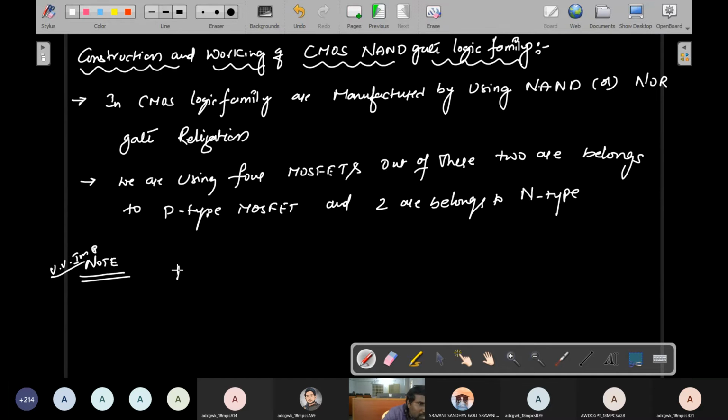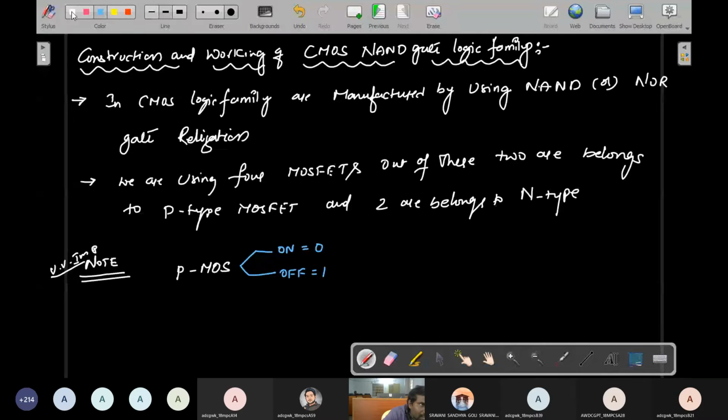Okay, take PMOS. PMOS means P channel metal oxide semiconductor logic family. This is very important to understand, everybody. Here, on means it is a 0 state, and off means it is a 1 state. If you give high voltage, then PMOS will be off. If you give low voltage, then PMOS will be activated.